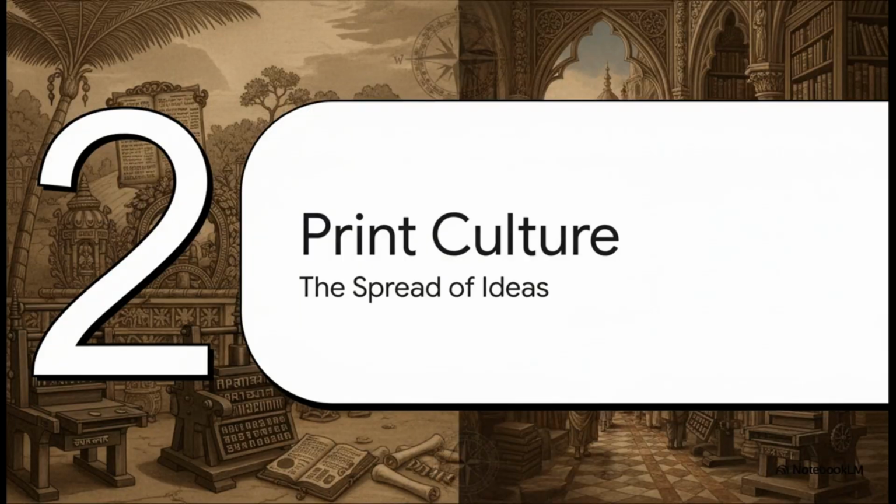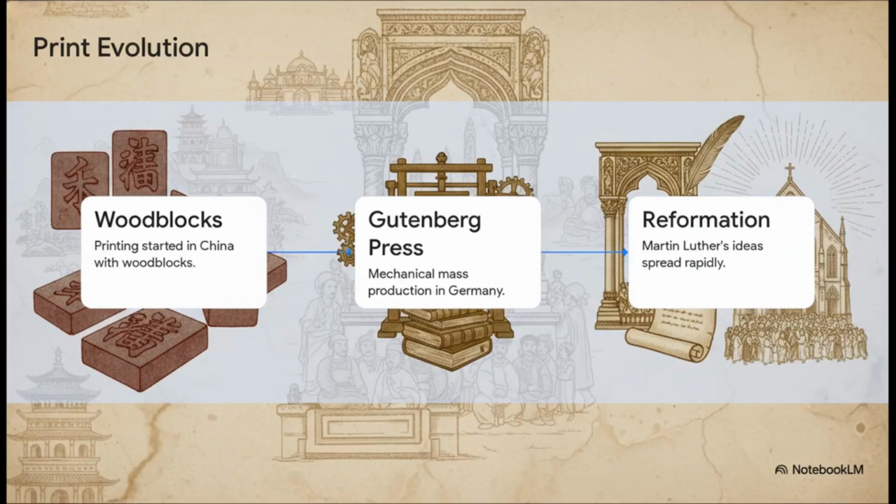Moving right along to Section 2, print culture and the spread of ideas. Consider this progression. It's a direct line of innovation that completely altered human history. It actually started in China with the invention of woodblocks, the true origin of printing. That eventually evolves into Gutenberg's mechanical printing press in Germany, which meant mass production.